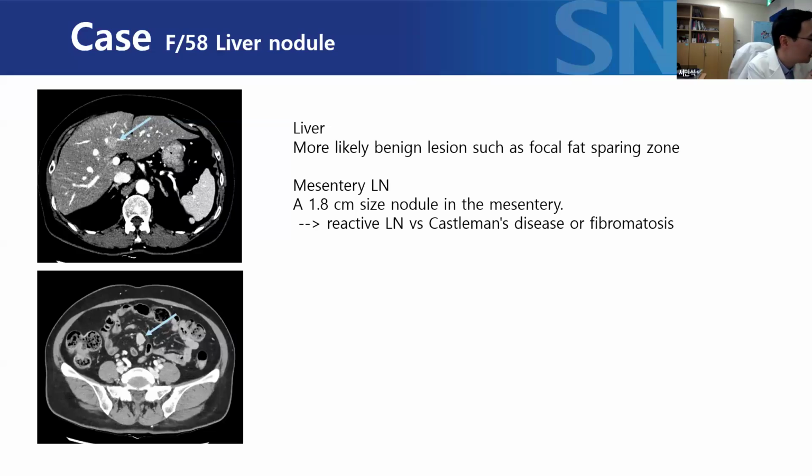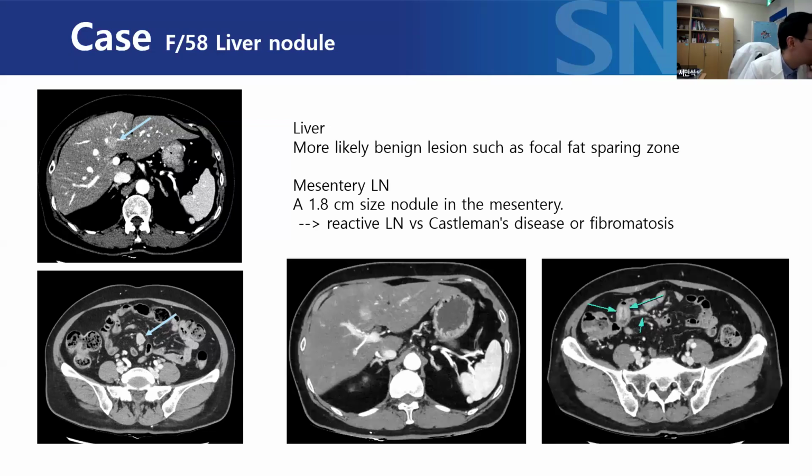This is a case of a 58-year-old female. On CT, we identified an enhancing mesenteric mass and small indeterminate liver lesions. At first, these were thought to be benign, such as fibrous mesenteritis or hemangiomas. However, on follow-up, the mesenteric lesion and liver nodules enlarged, and there seemed to be some suspicious enhancement in the small bowel.